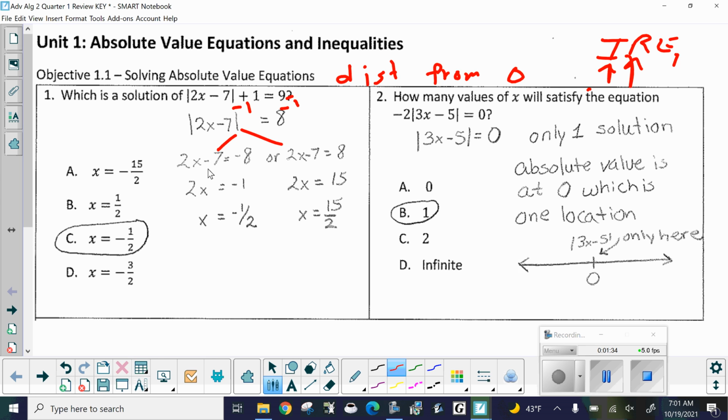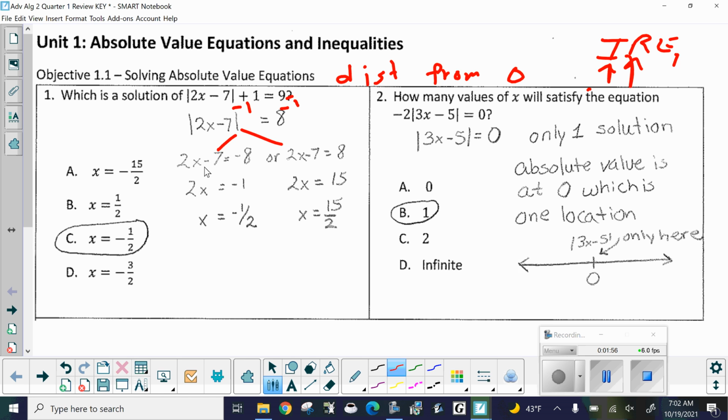I've got 2x minus 7 is equal to negative 8, or 2x minus 7 is equal to 8. Remember, this absolute value statement is saying the stuff inside the absolute value is 8 steps away from 0. So I'm either at negative 8 or at positive 8. Now I'm going to solve each one of these equations independently.